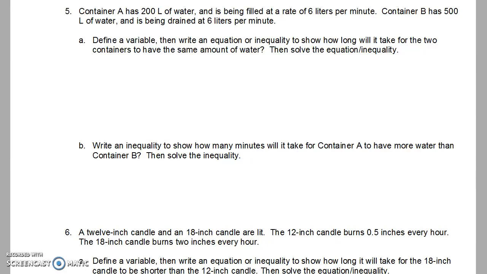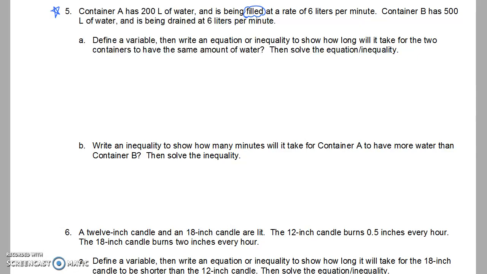Questions like numbers 5 and 6 are very important. It's where our inequalities are going to come into play. Container A has 200 liters of water and is being filled at a rate of 6 liters per minute. The word filled is important because it's going to imply addition when we set up our equation or inequality.